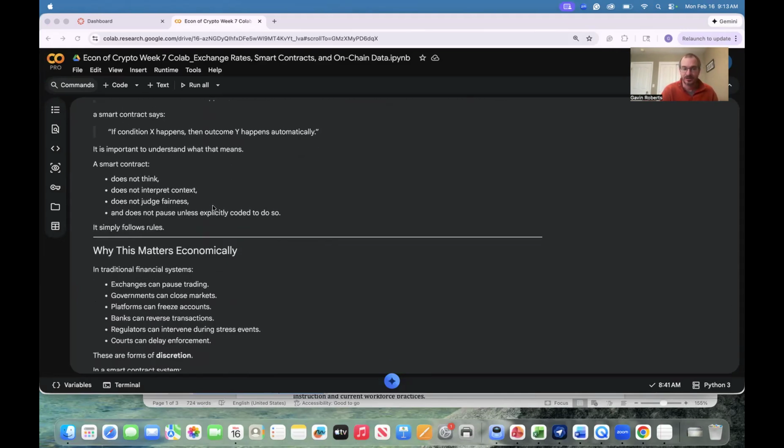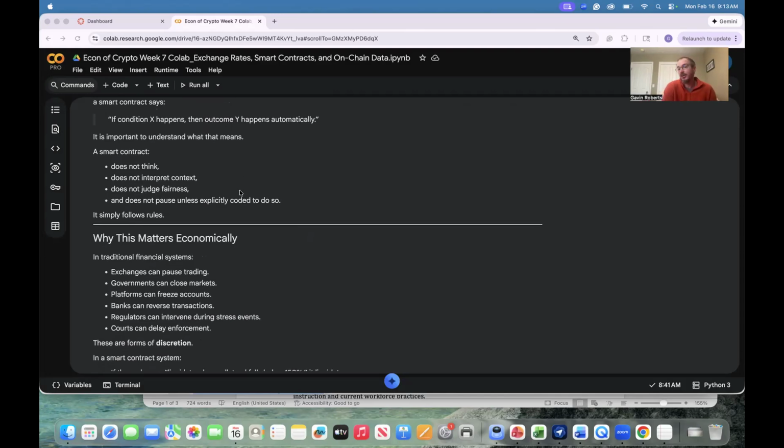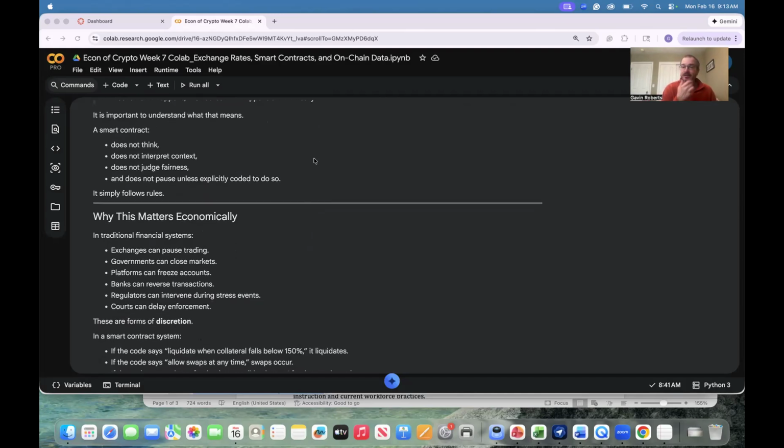So what a smart contract does, instead of having "trust me, we'll decide", instead of having human discretion, is say: if condition X happens, then outcome Y happens automatically. There's no human discretion. It's written on the blockchain. It will happen automatically through verification, using some of the cryptographic rules and blockchain rules we've already discussed, and it will remove entirely any human discretion from the operation of a contract.